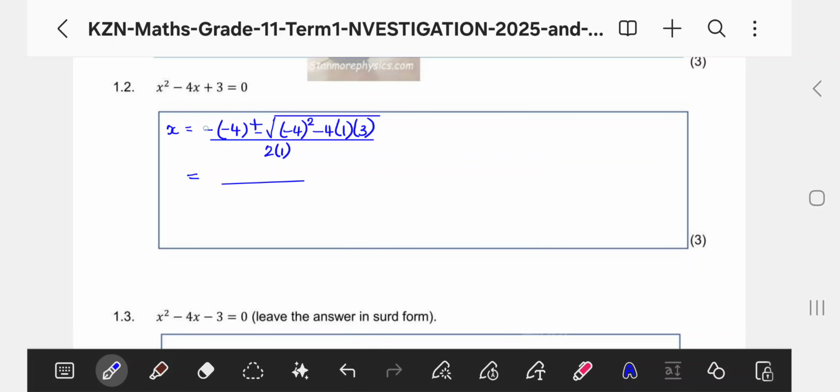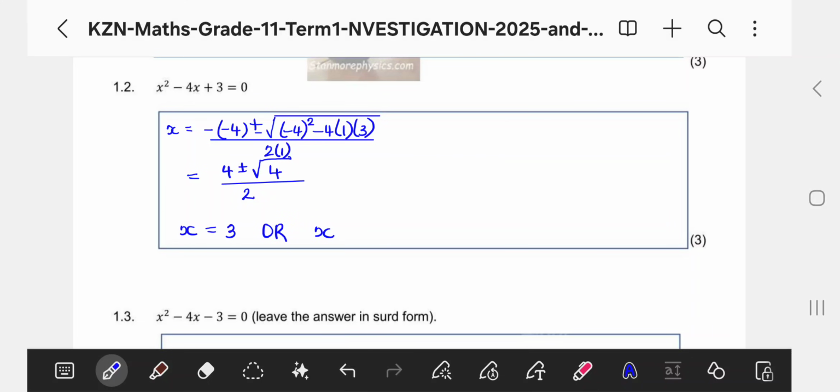Let's simplify. Negative times negative 4 is going to give us positive 4, plus or minus, put everything underneath the square root onto your calculator. So this would be 16 minus 12, which is 4. So we have the square root of 4 and the denominator is 2. Let's first work with the plus. On your calculator, in your numerator, you're going to have 4 plus square root 4 over 2. That is going to give you positive 3.